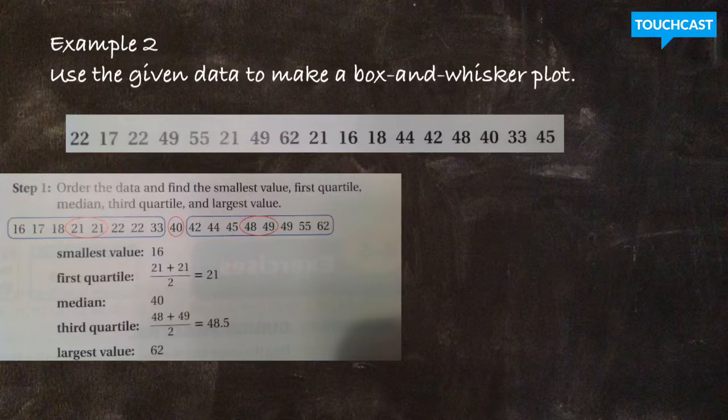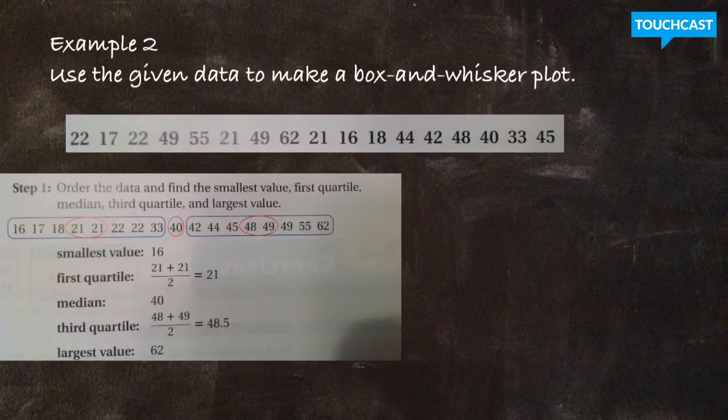So our smallest value is 16. Our largest value is 62. Our median, we eliminate numbers and we find that is 40. Then we find our first quartile, which is 21, and our third quartile, which is 48.5. We've done that already, or learned how to find those quartiles and medians before this example. So, now let's look at what step 2 tells us to do.